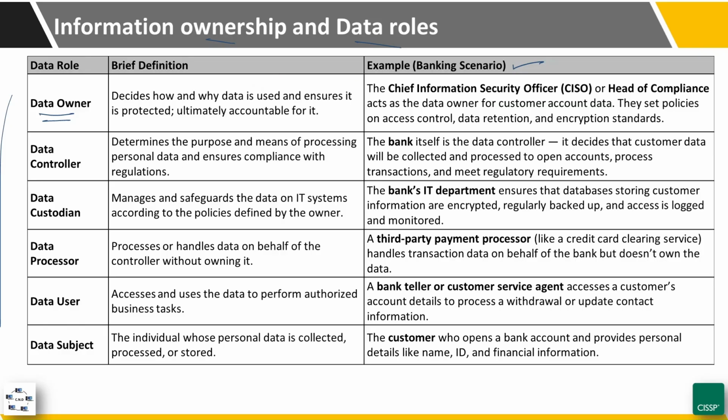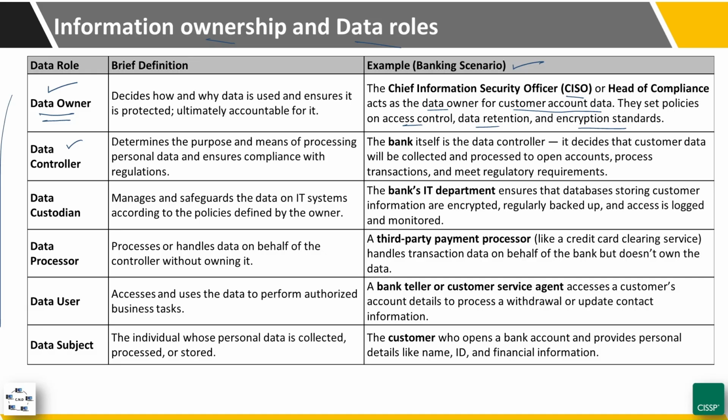So what is an example of data owner in a banking scenario? The Chief Information Security Officer or CISO or Head of Compliance acts as the data owner for the customer account data. They set policies on access control, data retention, and encryption standards. So remember, this is one example for the banking scenario. For any other organization, the data owner may either be the CISO or CEO, but the point to remember is that it should be someone in the highest management.